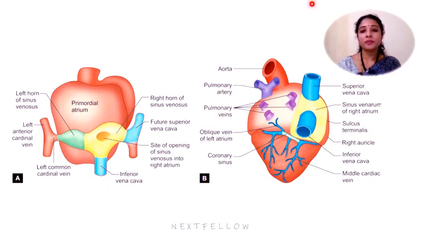The opening between the primitive atrium and the sinus venosus is guarded by the septum spurium, and it is guarded by two venous valves called the right and left venous valves. The right venous valve gets greatly stretched and becomes subdivided into three parts by two muscular bands, that is the superior and inferior limbic bands. So that is the idea about the right atrium.